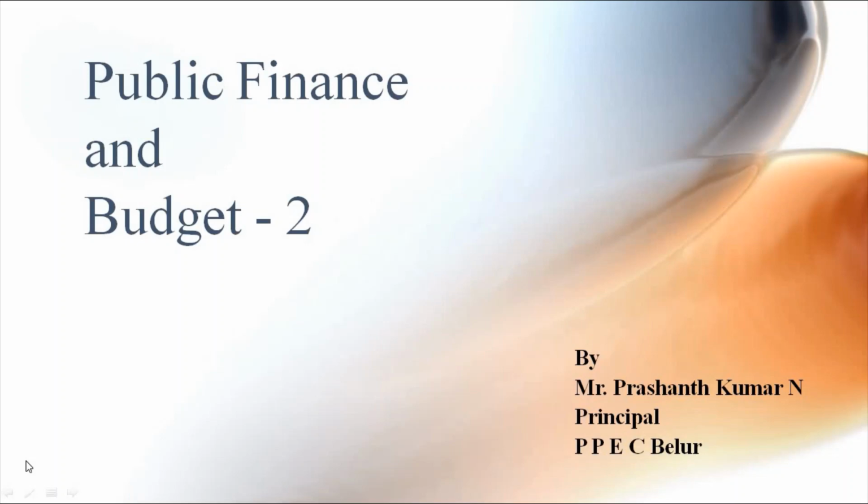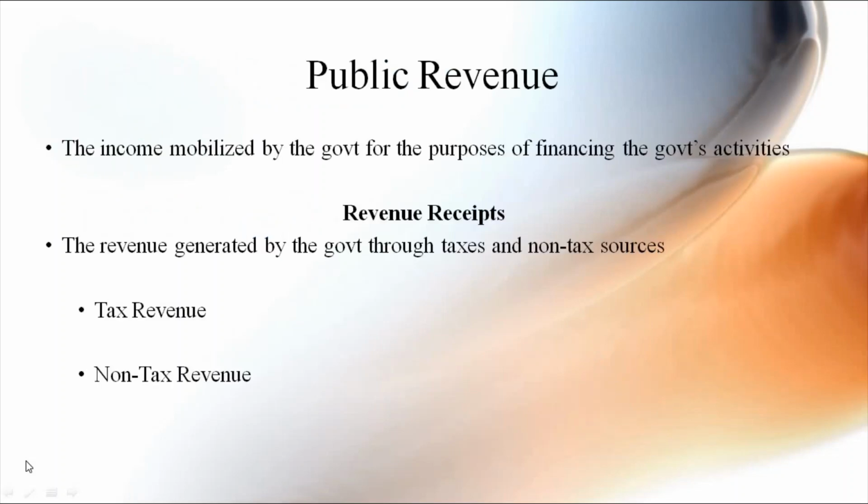So friends, let us start with public revenue. What is public revenue? The income mobilized by the government for the purpose of financing the government's activities. Government is doing many activities. To do these activities, government should mobilize some finance or income. It has to raise income. So this raising of income is called public revenue, the income of the government.